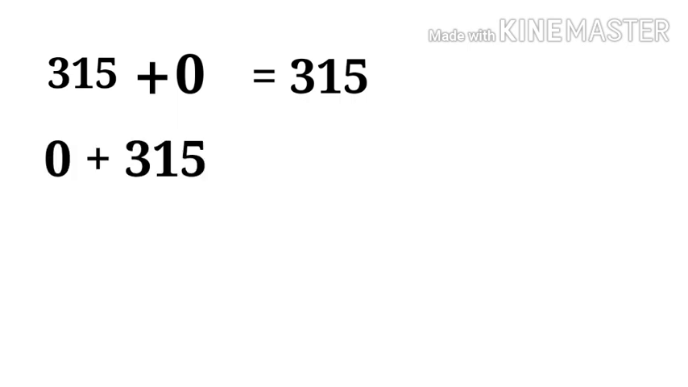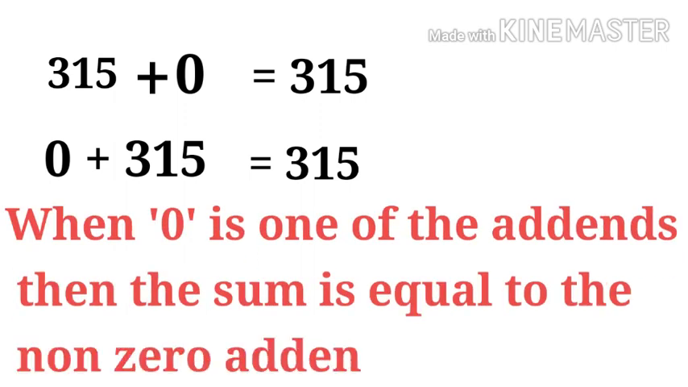Let us take the numbers 315 and 0. If we add 315 to 0, we get the sum 315. And even if we add 0 to 315, we get the same answer 315. That means when 0 is one of the addends, then the sum is equal to the non-zero addend. This one is called zero property of addition.